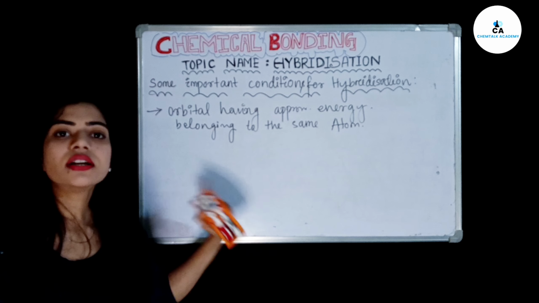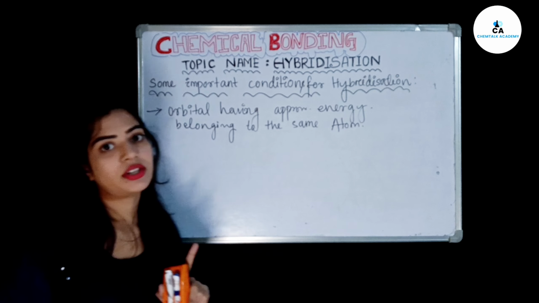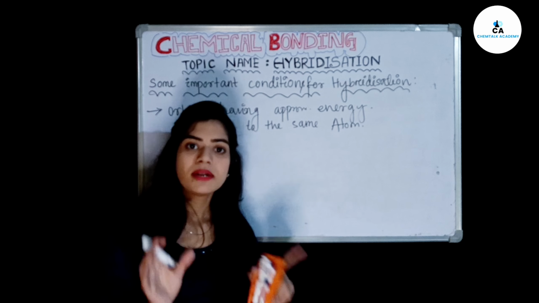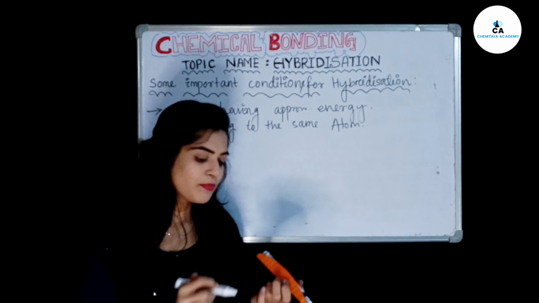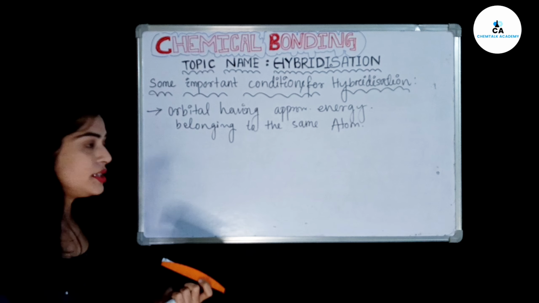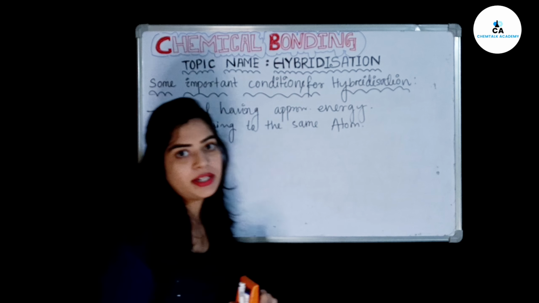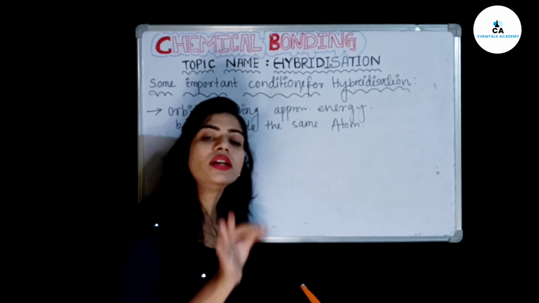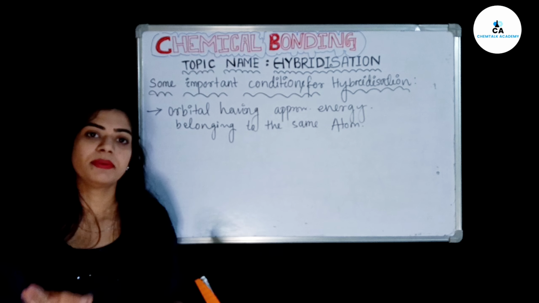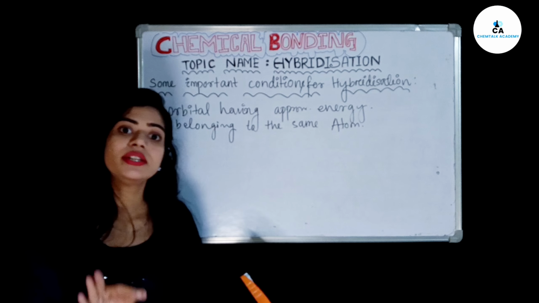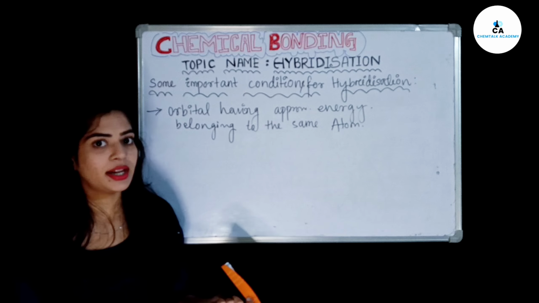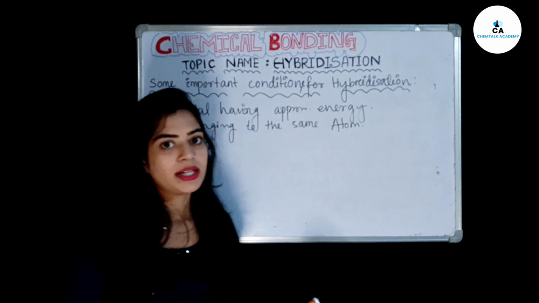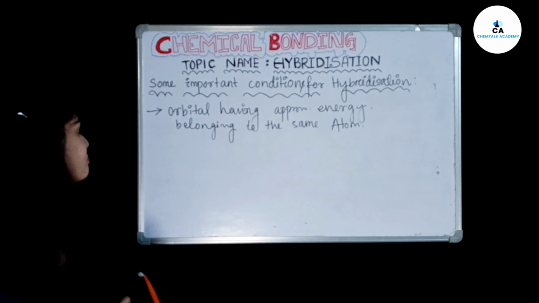So the very first condition that is required for hybridization is that the atomic orbitals must have nearly equal energy or approximate energy so that they can participate in the hybridization. So the first condition is that only those orbitals can participate in the hybridization which possess nearly equal energy or approximate energy. Clear? Okay.